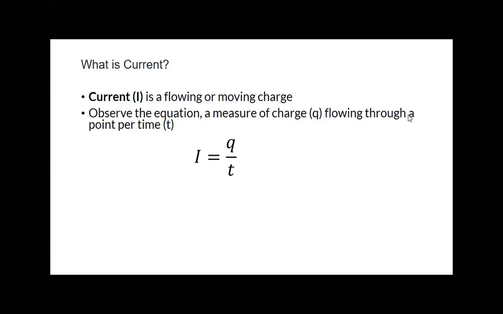So current's just going to be what we call a moving charge. And the equation we're going to use for current, the variable is going to be I. The equation is how much charge, or coulombs of charge, will flow through a point per second. So let's say we pick a point, and if I say there's 2 amps of current, which you'll see in a second, the unit for current is amps, well, there's going to be 2 coulombs of charge that flow through that point every second.